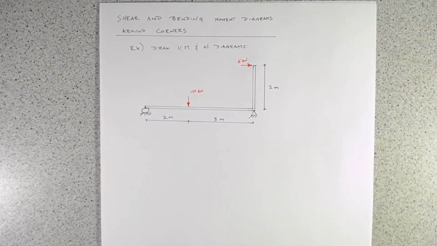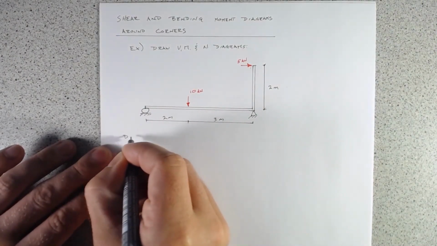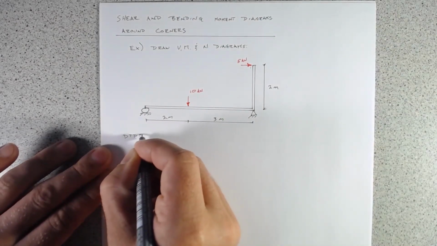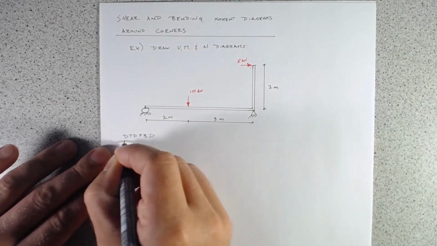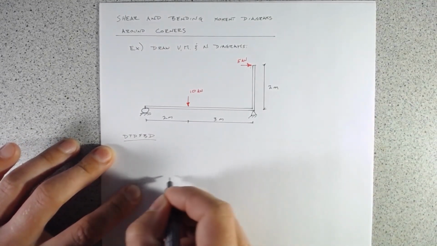We know how to make those shear and bending moment diagrams. But what do we do when we've got corners? Well, that's what we're going to look at in this video. To get started, we will start this problem the same way we start all statics problems, and that is by drawing the darn free body diagram. So let's start in on that one.